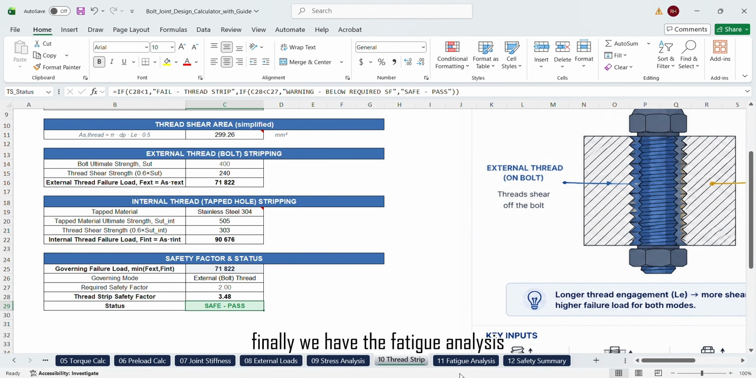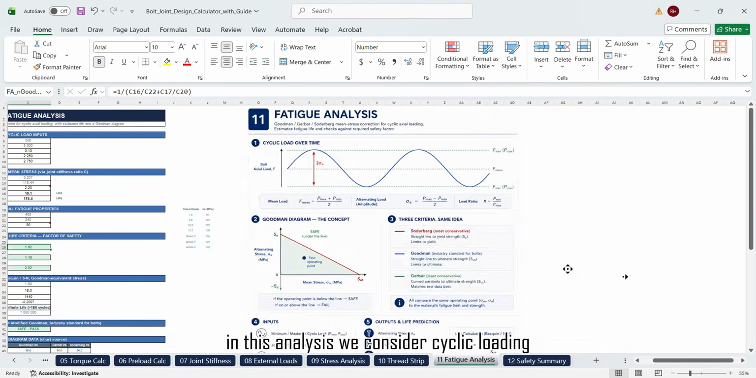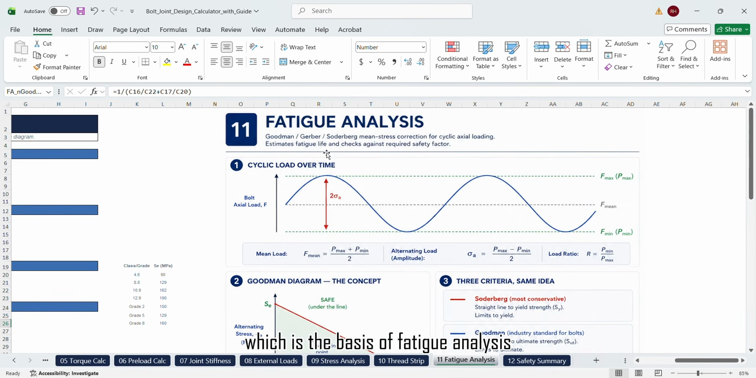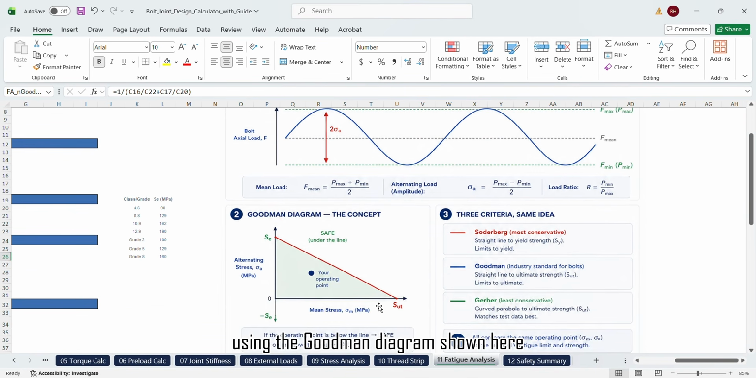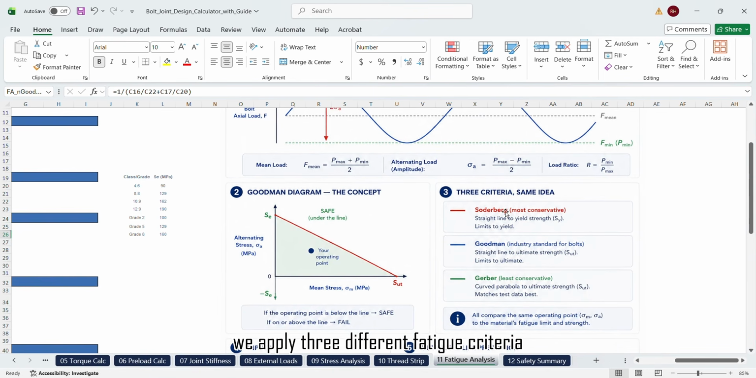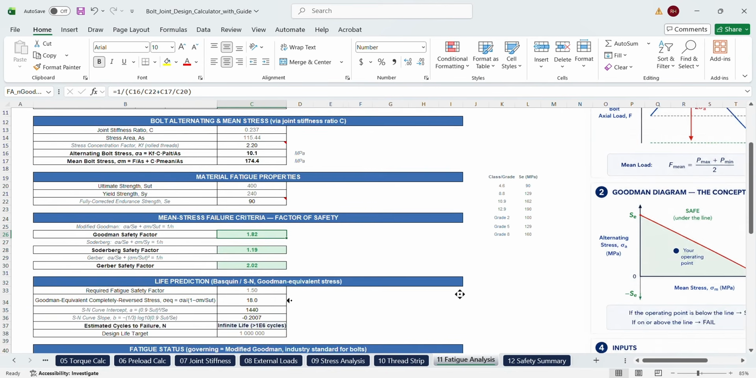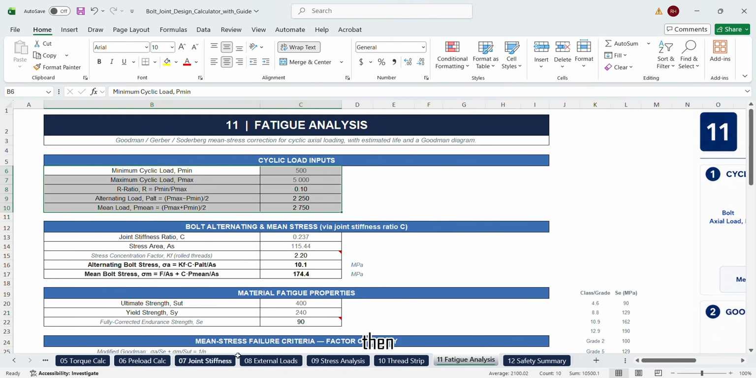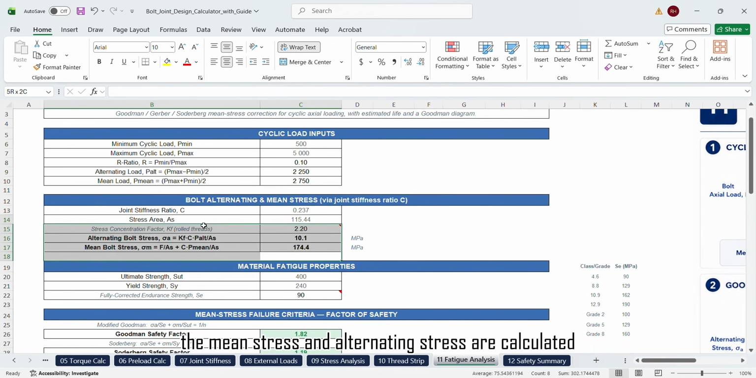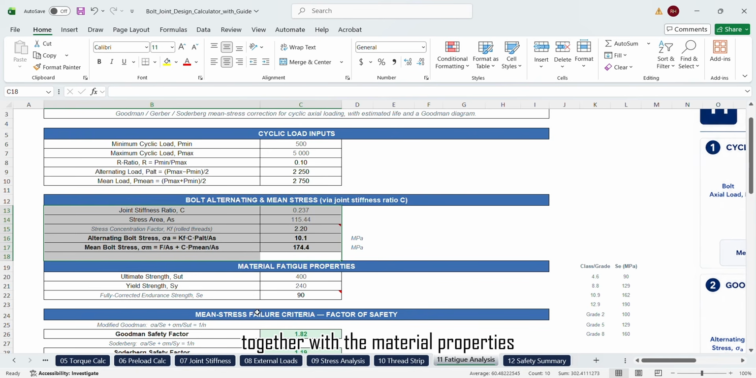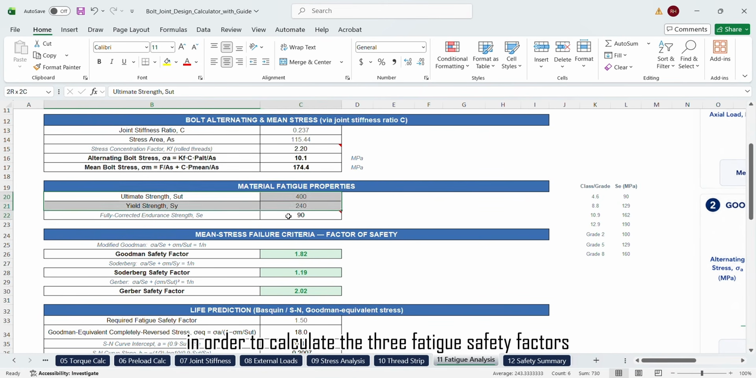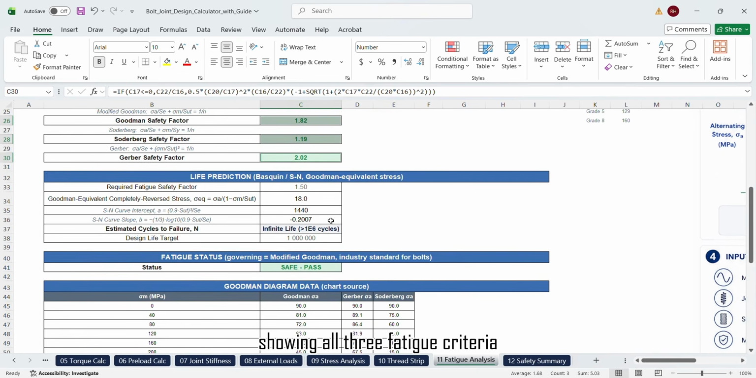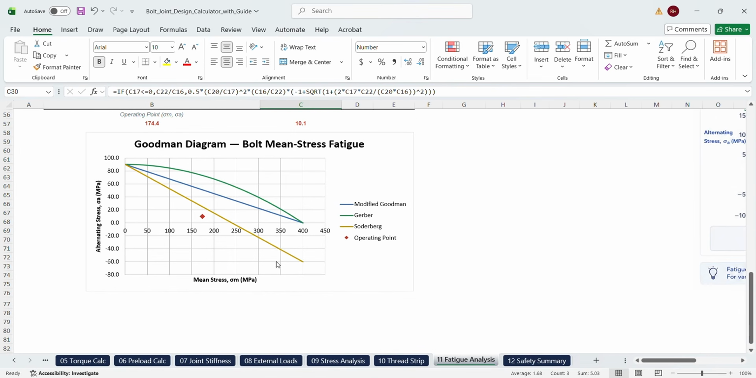Finally, we have the fatigue analysis. In this analysis, we consider cyclic loading, which is the basis of fatigue analysis. Using the Goodman diagram shown here, we apply 3 different fatigue criteria. First, we consider the cyclic loading. Then, the mean stress and alternating stress are calculated, together with the material properties, in order to calculate the 3 fatigue safety factors. We also display the graph showing all 3 fatigue criteria.